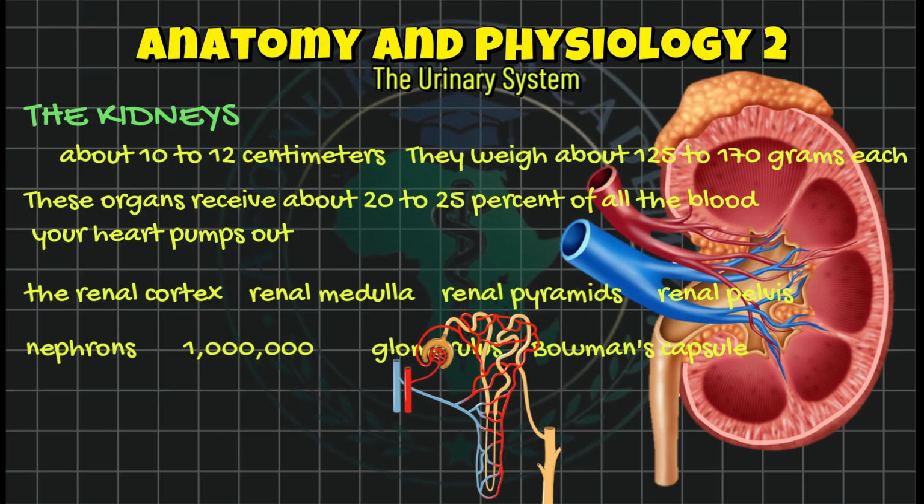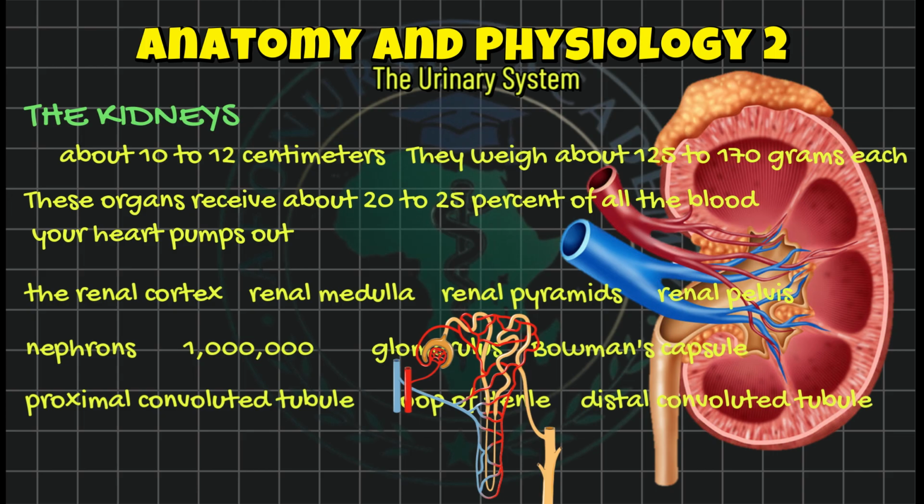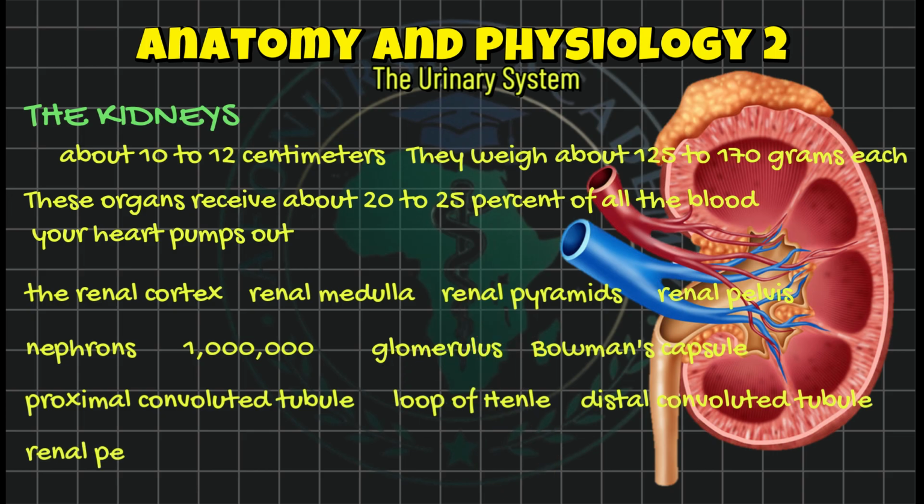From there, the filtered fluid flows through a series of tubules. The proximal convoluted tubule, then the loop of Henle, which dips down into the medulla and comes back up, then the distal convoluted tubule, and finally into a collecting duct that carries urine toward the renal pelvis.